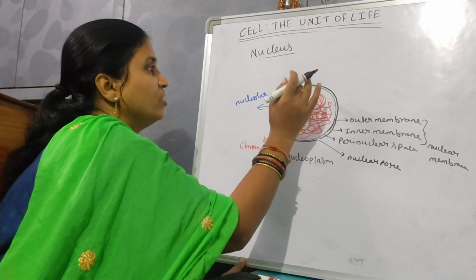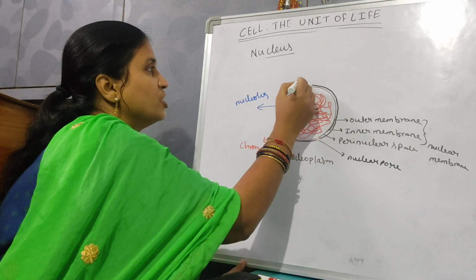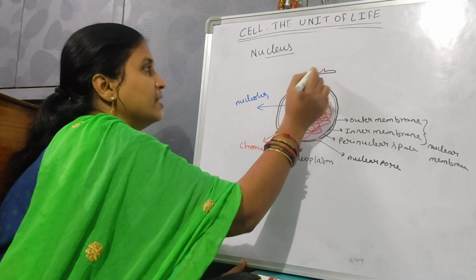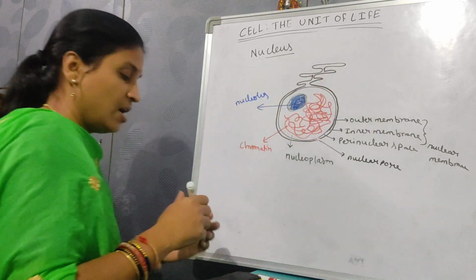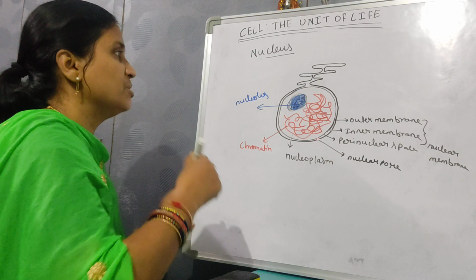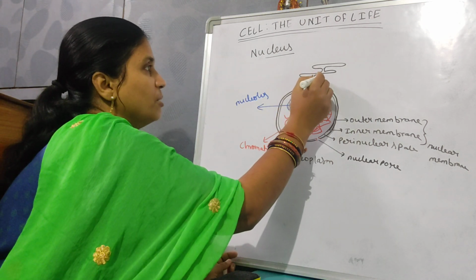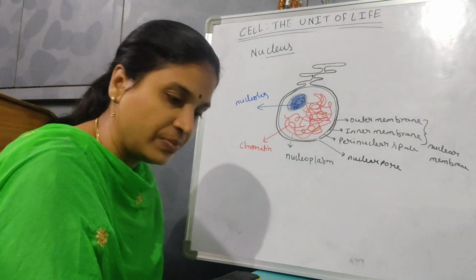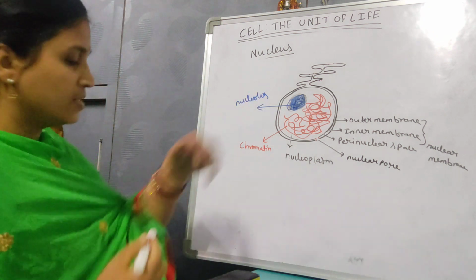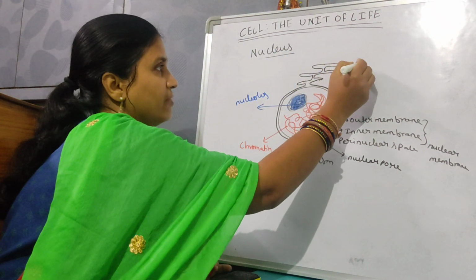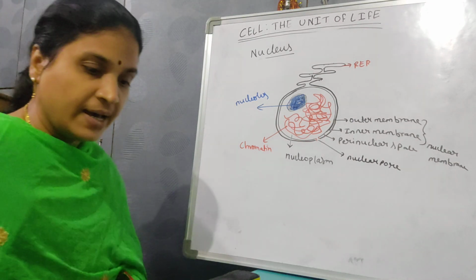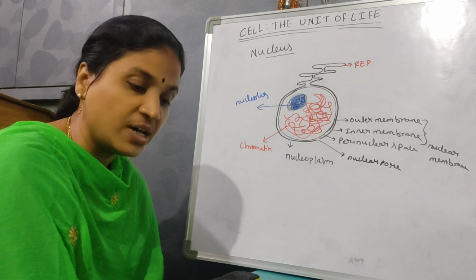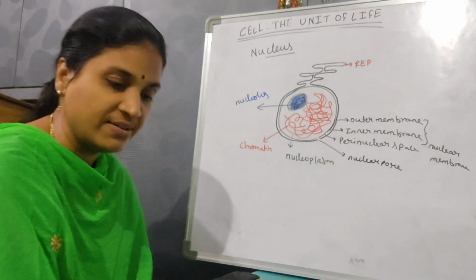The outer membrane of the nuclear membrane is in continuation with the endoplasmic reticulum. We have studied the endoplasmic reticulum, which is the rough endoplasmic reticulum, in continuation with the outer nuclear membrane, like this. This is rough endoplasmic reticulum, as it has ribosomes. The nuclear pores are the passages through which RNA and protein molecules move in both directions between the nucleus and the cytoplasm.